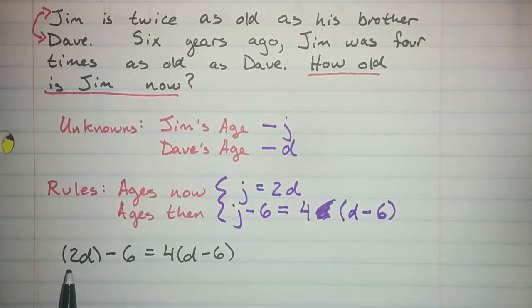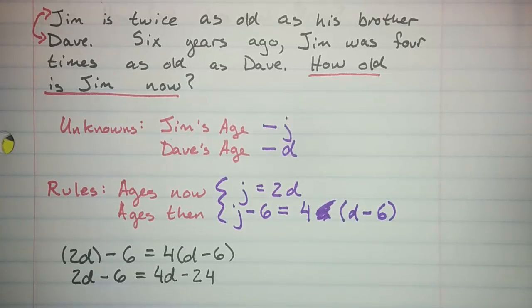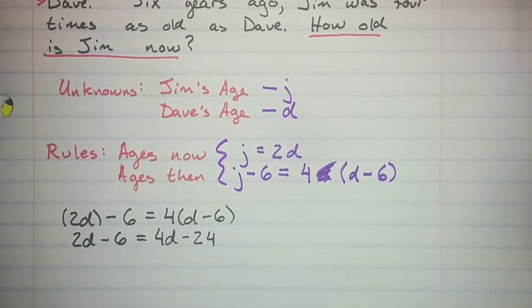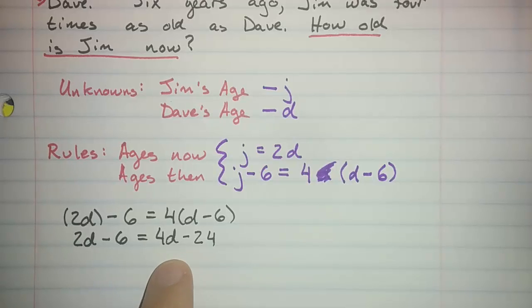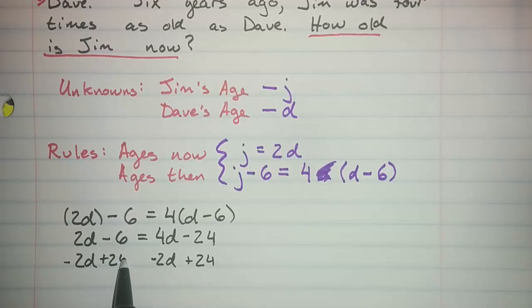Simplifying the left-hand side, I notice that these parentheses aren't necessary, right? Multiplication comes first in order of operations anyway. On the right-hand side, I'll distribute. So I get 2D minus 6 equals 4D minus 24. All right, now I need to get all the terms with D on one side, all the terms without D on the other side. I'm going to choose to get my terms with D on this side because I like positive numbers. So I'll subtract 2D from both sides, add 24 to both sides.